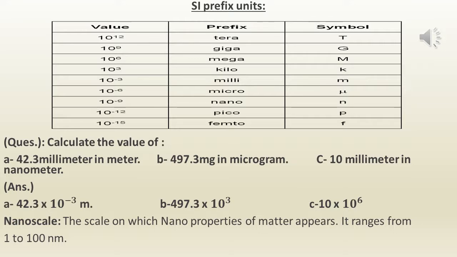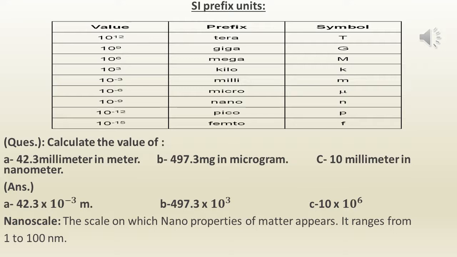Today I'll talk about SI prefixes units and nanotechnology. First, prefixes units. As we know, to convert femto, we must multiply femto by 10 to the power negative 15. Pico times 10 to the power negative 12. Nano times 10 to the power negative 9.